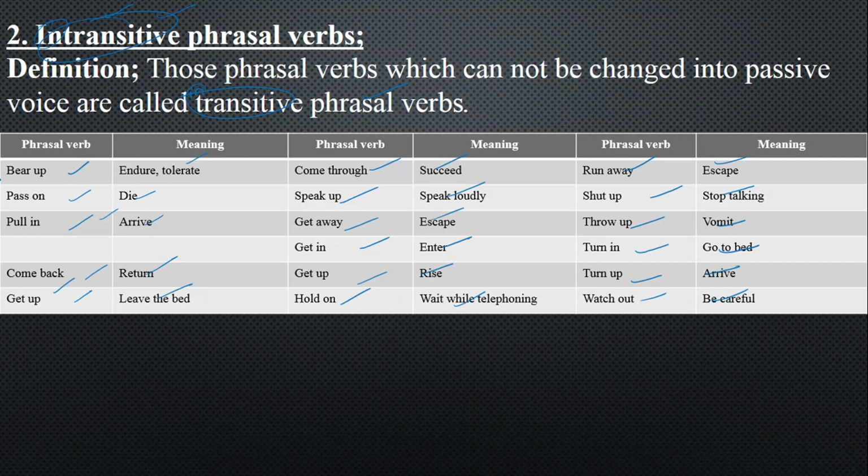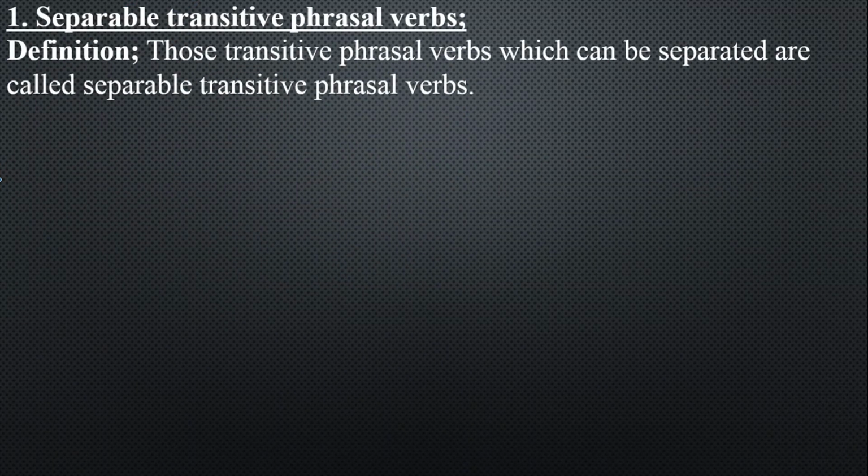Now we will talk about the sub kinds of transitive phrasal verbs. Transitive phrasal verbs have got two kinds. One is separable transitive phrasal verbs, and one is non-separable or inseparable. What is separable transitive phrasal verbs? See, those phrasal verbs which can be separated are called separable transitive phrasal verbs.